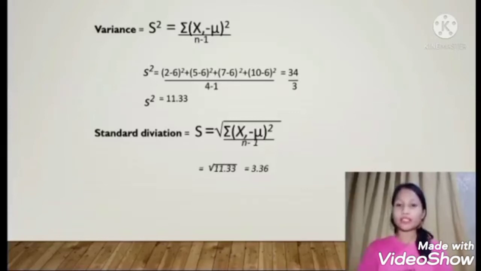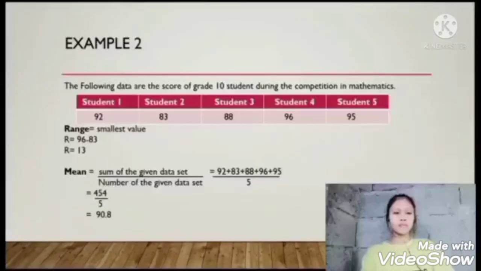Then compute the standard deviation. This is the formula: s equals the square root of the variance. The square root of 11.33 is equal to 3.36.